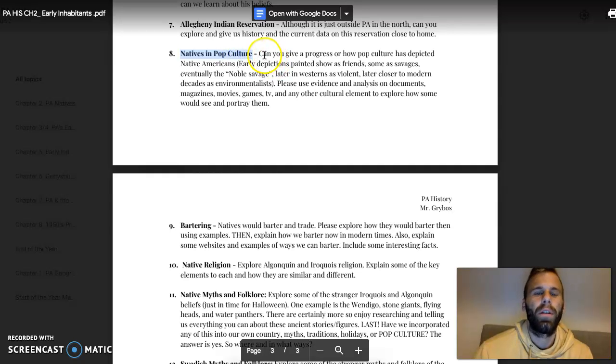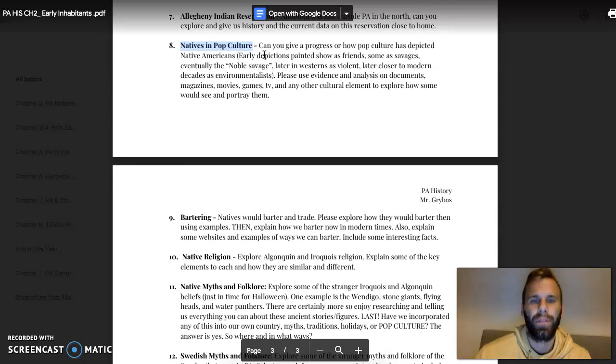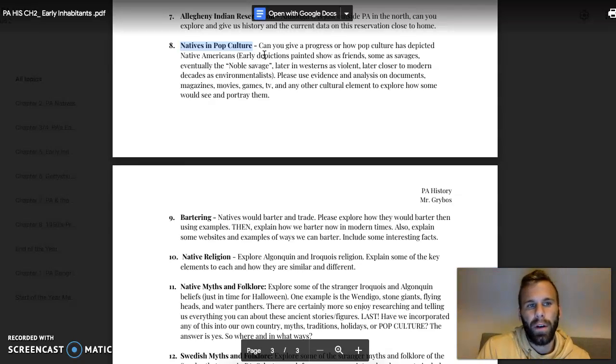Natives and pop culture. Remember, for a portion of our lesson, I did just look at different perspectives throughout time and how the rhetoric changes on the Native Americans, whether friends or foes or savages, or they're nice but they're dopey, or this and that. Tell me how and where they've been depicted in certain ways throughout history. So it should be super interesting for you, I think.